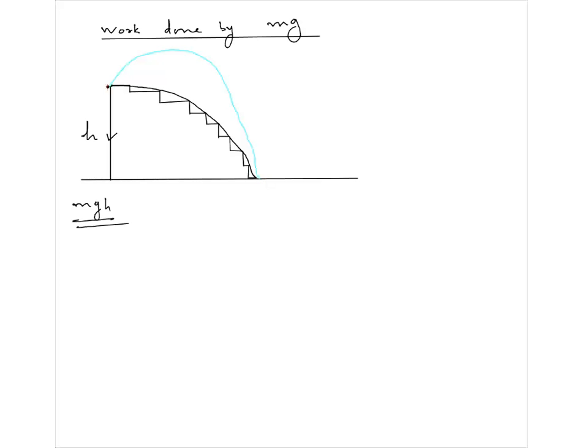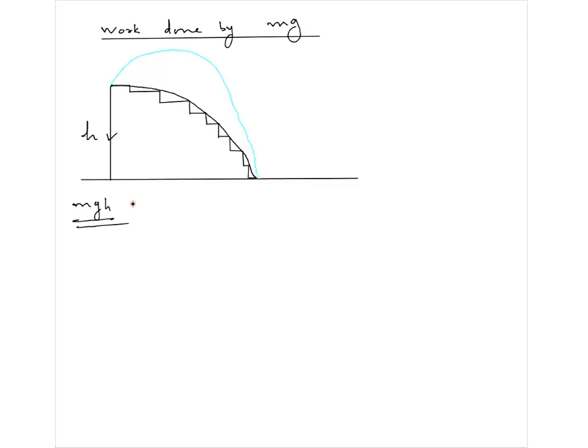Whether you drop the book, you take it in this trajectory, you take the book in this trajectory, as far as the work done by gravity is concerned, how you bring the book down does not seem to matter. The work done by gravity in all cases will be mgh.